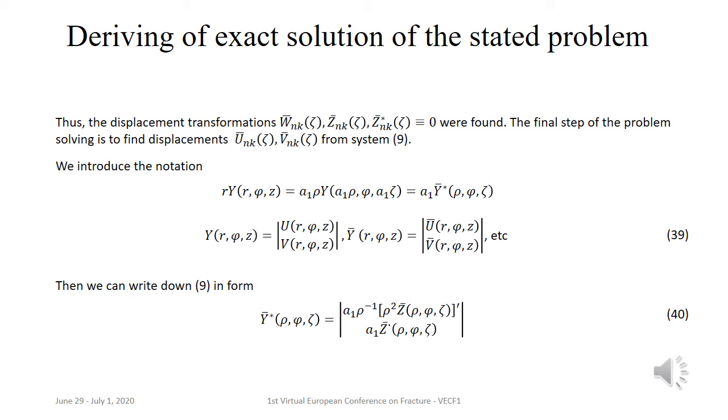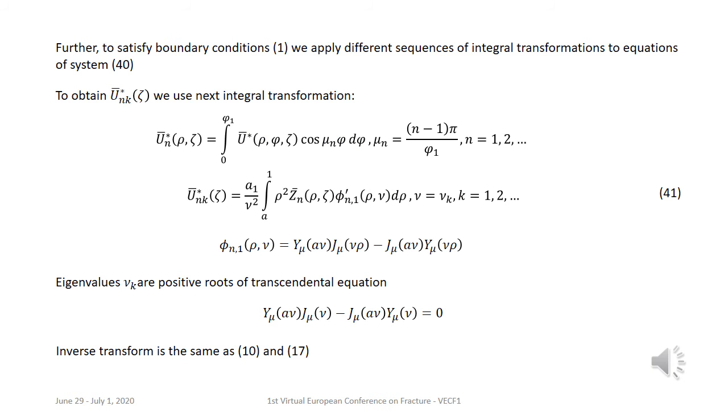We introduce the notation, formula 39, and considering this notation, system 9 can be written down in the form, formula 4. Further, to satisfy boundary conditions 1, we apply different sequences of integral transformations to equations of system 4T. To obtain U and K with star, we use the next integral transformations, formula 41. Inverse transforms have the same series expansion form as we considered previously, but with other eigenfunctions and eigenvalues.